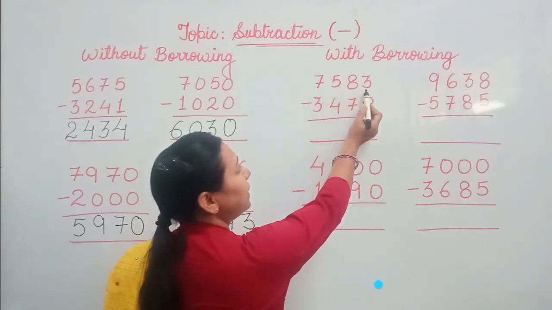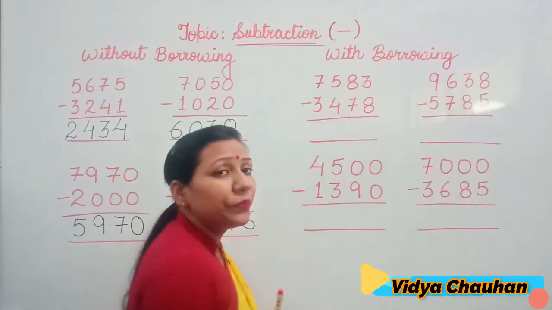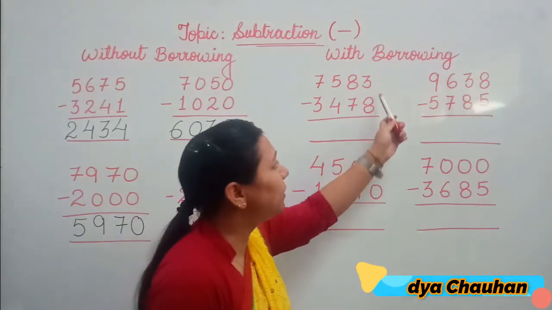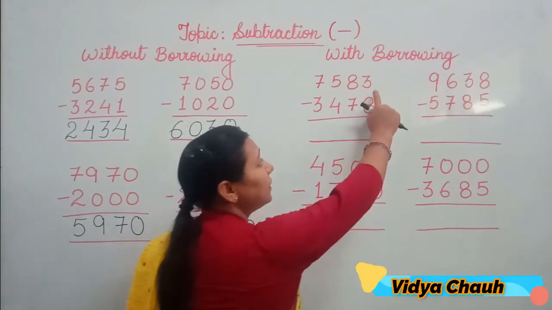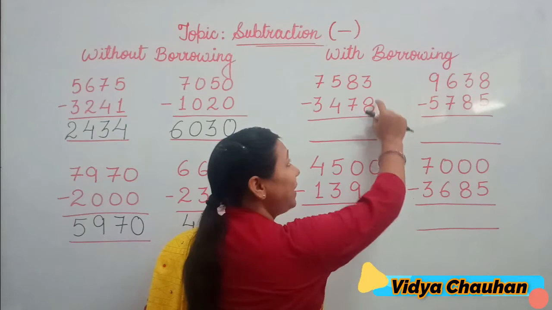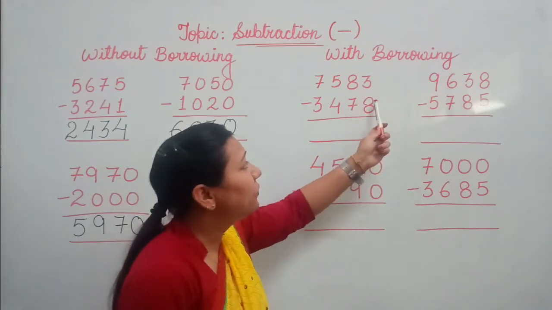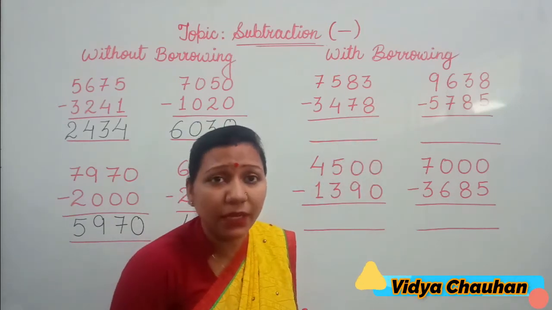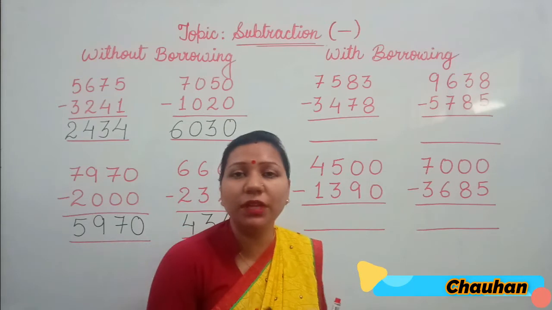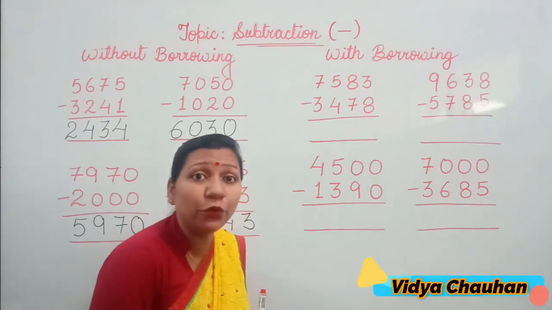If I take this first example, you have to subtract 7583 by 3478. Now start subtracting from the extreme right side, that means the unit place. Here I have to subtract 8 from 3. In the unit place, we have to subtract 8 from 3. But can we subtract 8 from 3? Because 3 is a smaller value and we cannot subtract a bigger value from a smaller one. So in that case, what do we do?